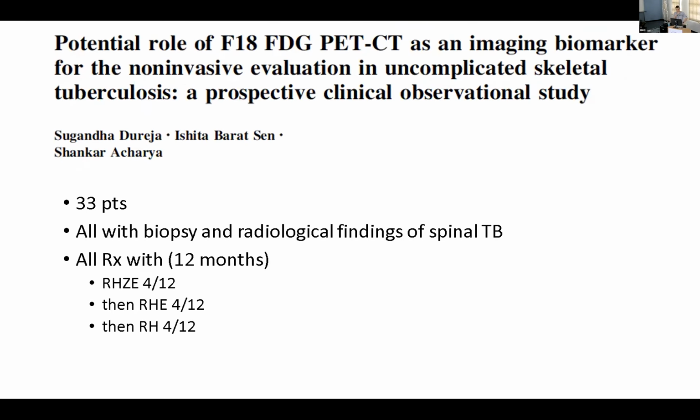Okay, and then there was another study by Duraj, same story, they looked at FDG PET CT again as an imaging biomarker, in a prospective clinical observation study. All 33 of their patients had biological and radiological findings in keeping with spinal TB. And their regimen I find quite interesting. I'm not sure why they went like this, but anyway, they went for 4 months, then rifampicin, isoniazid, and ethambutol for 4 months, and then rifampicin and isoniazid for 4 months. So 12 months all in all.